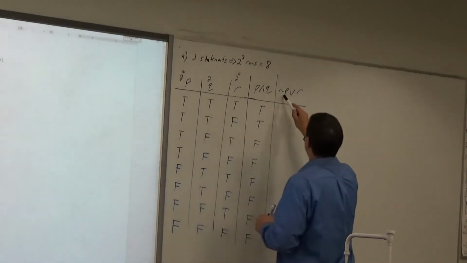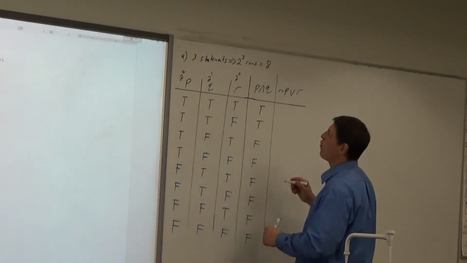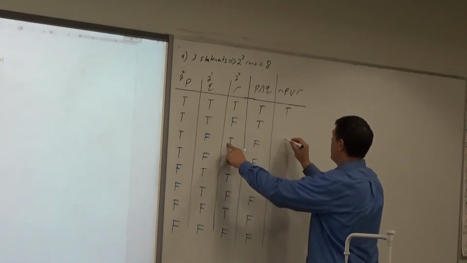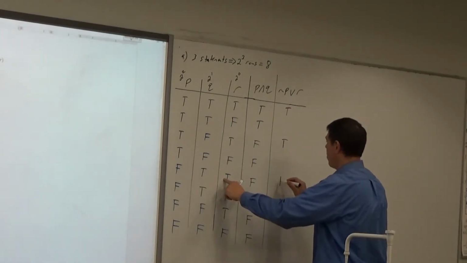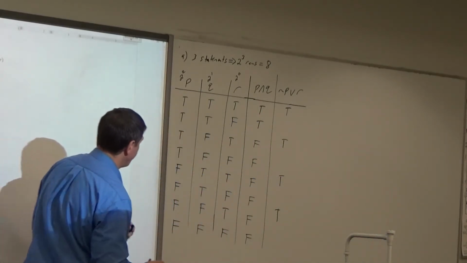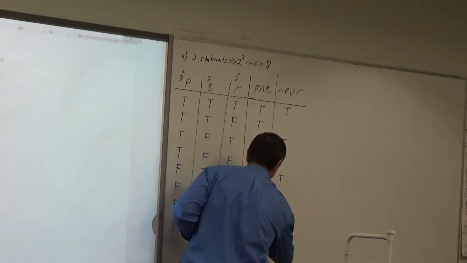It doesn't matter which one is true. So first of all, we know that R is true here. We know that R is true here. We know that R is true here. And we know that R is true in row 7. Well, it should be row 7, not 6.5. Sorry.